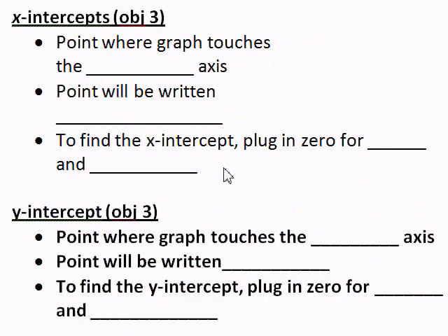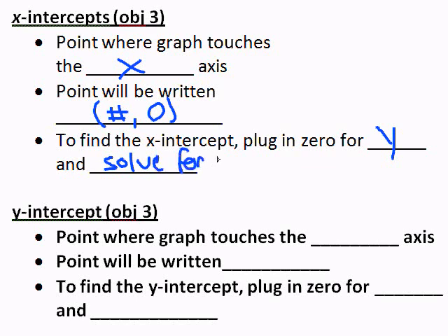So now we're into objective 3. We're going to find the x and y intercepts of a function, equation, or graph. The x-intercept is the point where the graph touches, guess what? The x-axis. The point will always be written some number, because your x will have some number associated with it, comma 0. To find the x-intercept, we plug in 0 for y and solve for x.